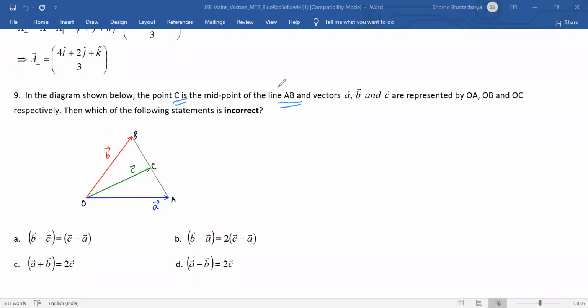Okay, so that means if I now draw two new vectors, let's say I draw this vector and I draw this vector, they are equal vectors. C is the midpoint of AB. That means the vector AC is equal to the vector CB. Or in my diagram, the vector D is equal to the vector E.